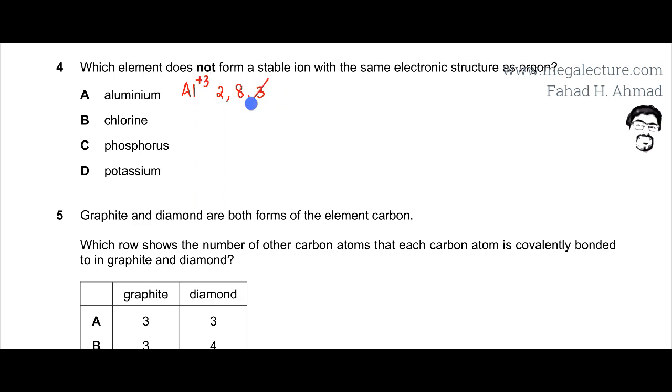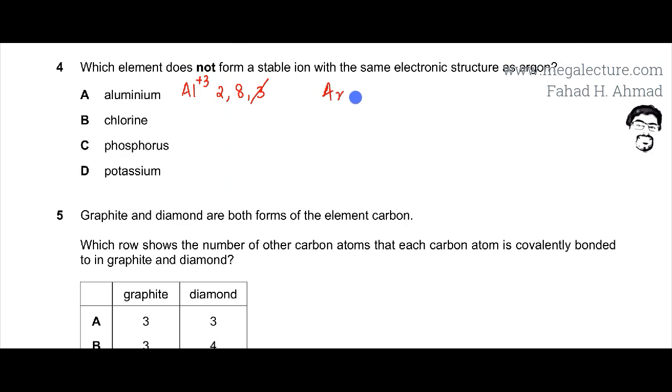So it loses its 3 outer shell electrons. Now, if it loses 3 outer shell electrons, you're only left with 2 electrons and 8 electrons. That's a total of 10 electrons. Now, the question was that it is forming a stable ion. The question was which element does not form a stable ion with the same electronic structure as argon. Now, remember, we have to compare it with argon.